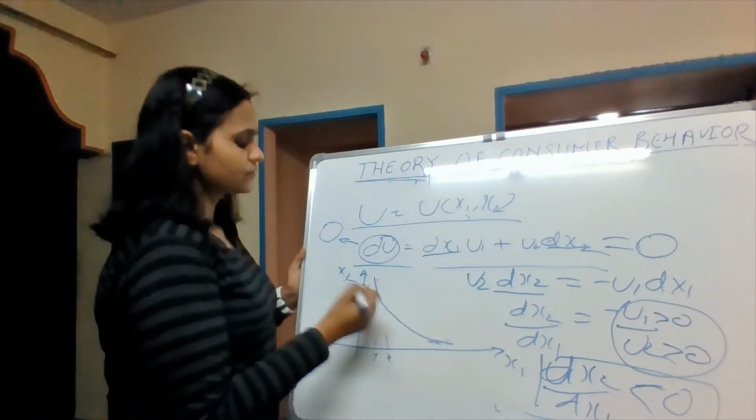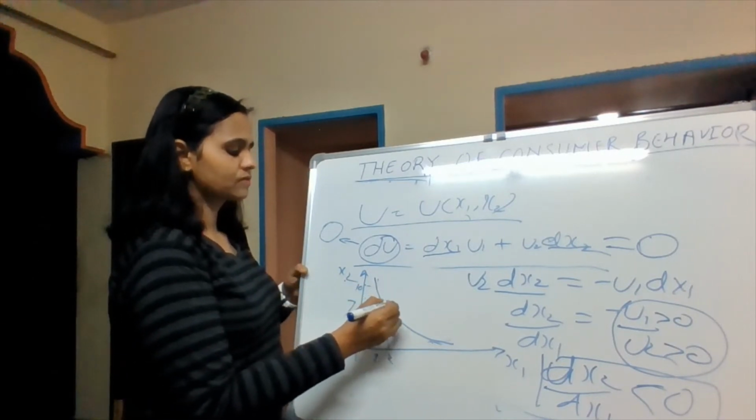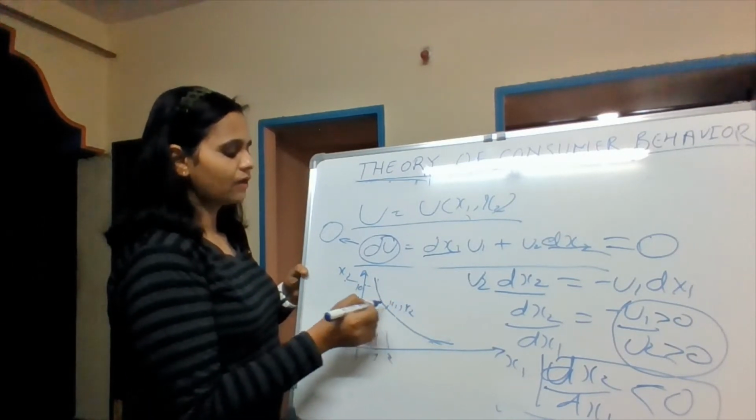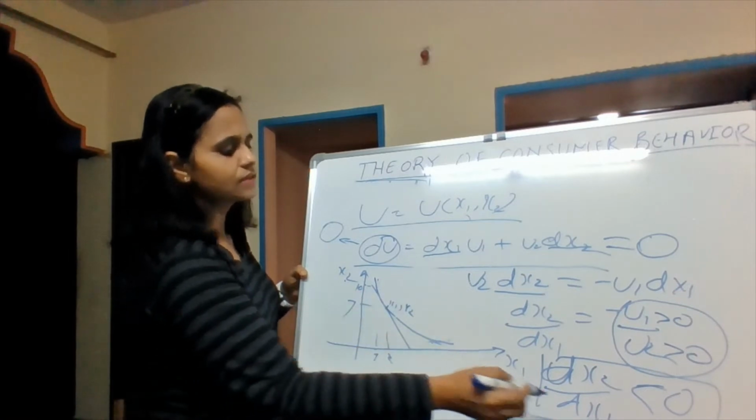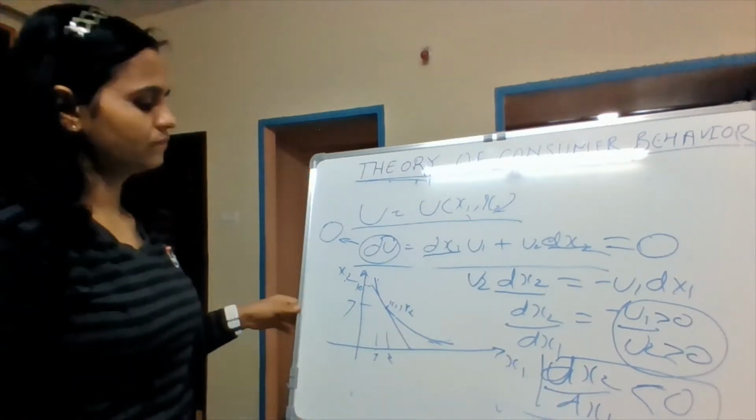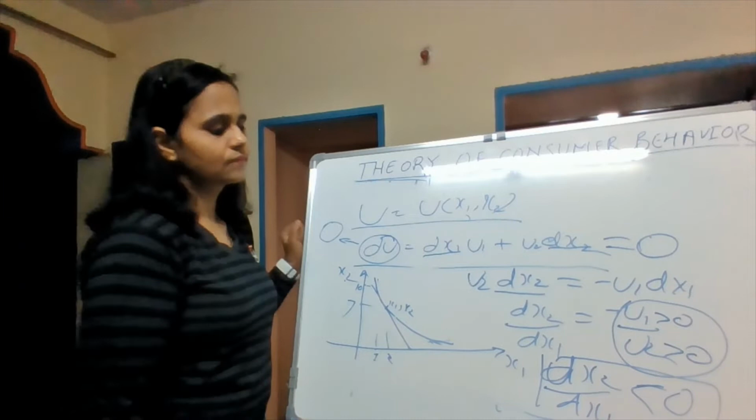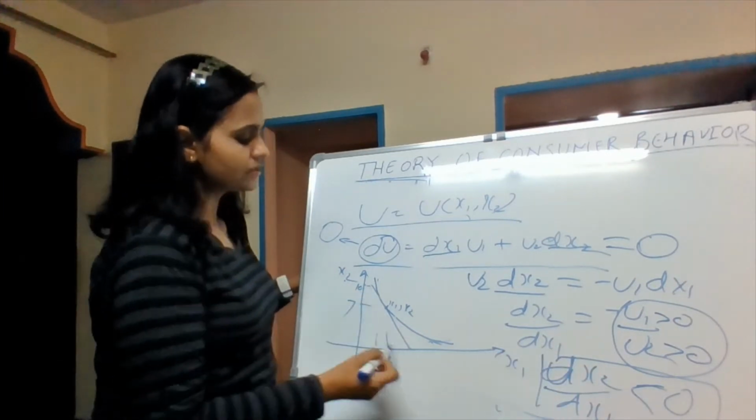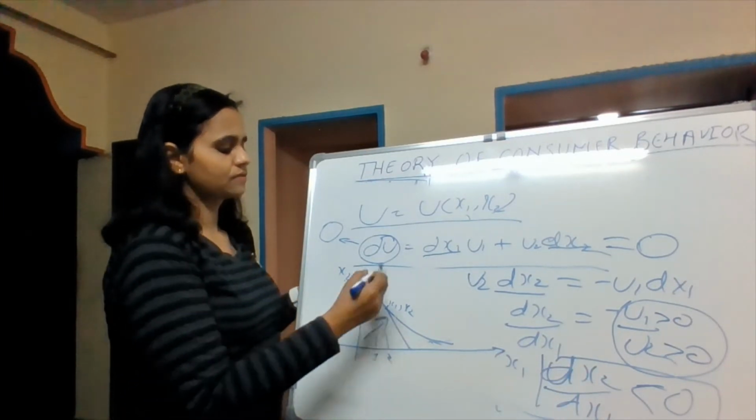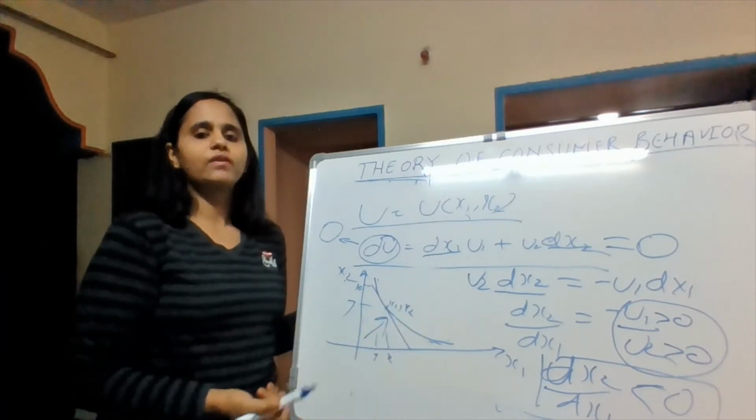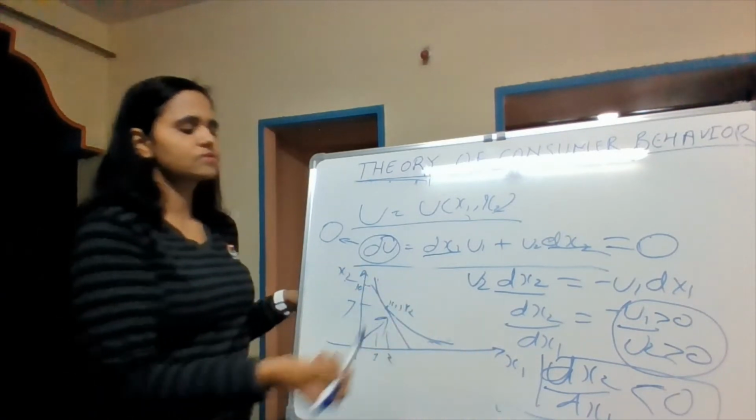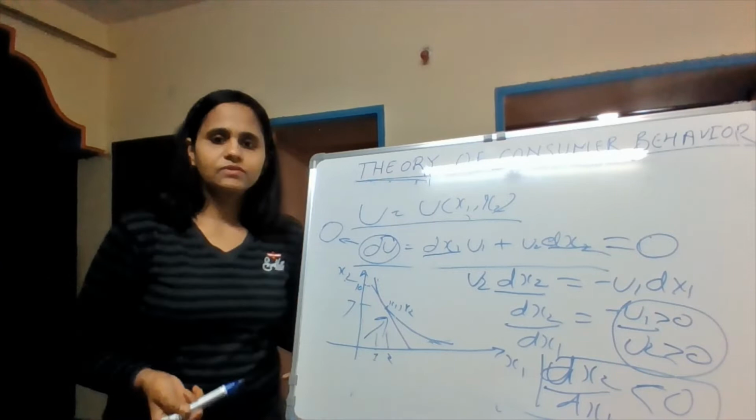So this is x1, and this is x2. At any point along x1, x2, the slope of the curve is dx2 by dx1, which is less than 0. That means your slope is negative, and the curve is convex to the origin. So this mathematical function shows that your indifference curve is going to be convex.